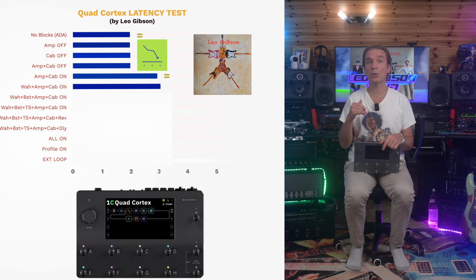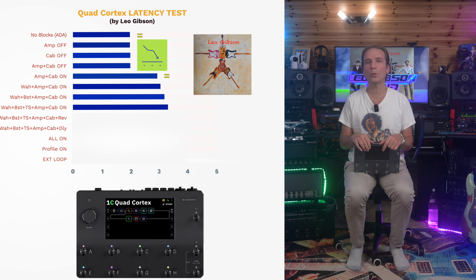Now, if we add a wah, the latency increases a tiny bit. It increases a tiny bit also adding a booster, and when we add the wah, the booster and the tube screamer, we reach around 3.4 milliseconds. Basically, these are the same values I obtained with the previous firmware.